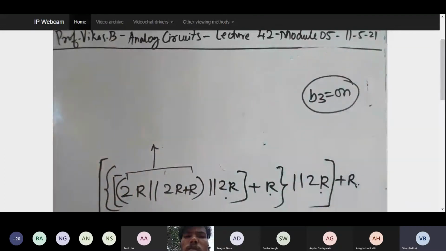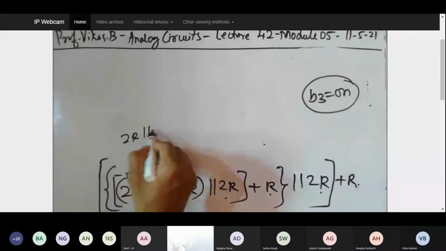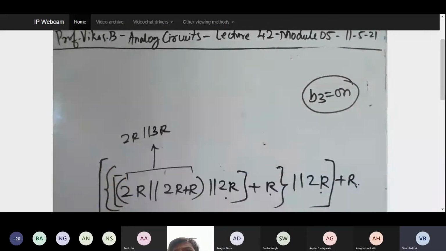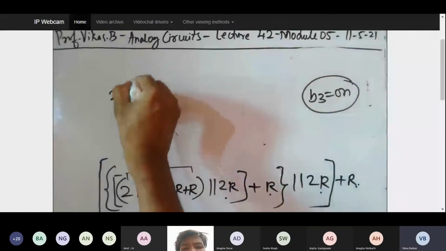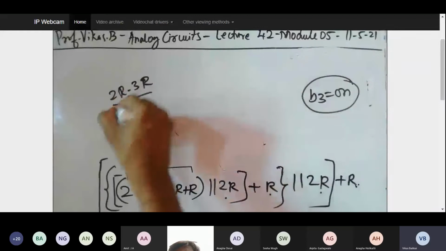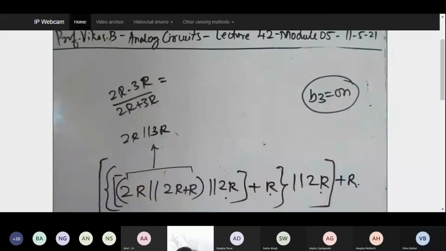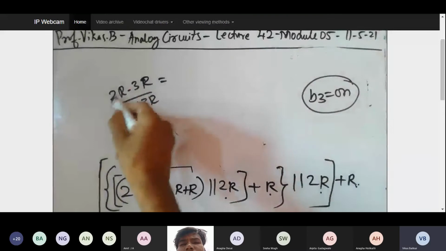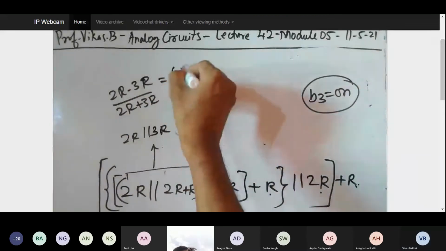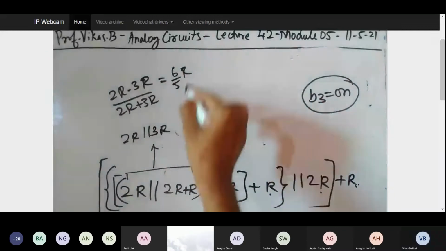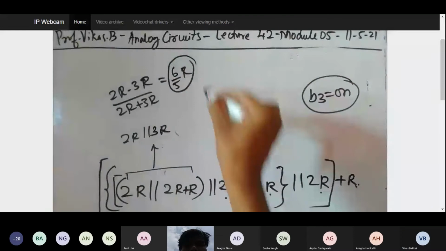So 2R in parallel with R plus 2R, that will be 2R in parallel with 3R. So if I do this, what am I going to get? 2R multiplied by 3R divided by 2R plus 3R. That is going to fetch me a value of 6R divided by 5R. So that will be 6 by 5R. So the outcome of this is 6 by 5R. So this is entirely in parallel with what?